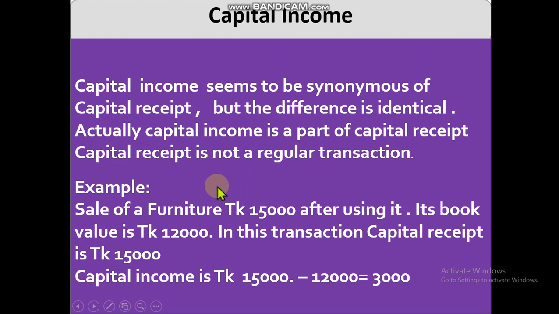If I give an example, you can understand easily. Sale of furniture 15,000, after using it, book value is 12,000. That means earlier we bought the furniture for taka 12,000, or after depreciation the value is 12,000. Now we have sold it for 15,000. So 15,000 is my capital receipt. But out of this, 15,000 minus 12,000, 3,000, this is my income. That means if I sell any fixed asset and there is any profit, then it is capital income.